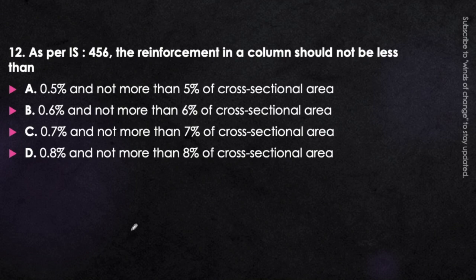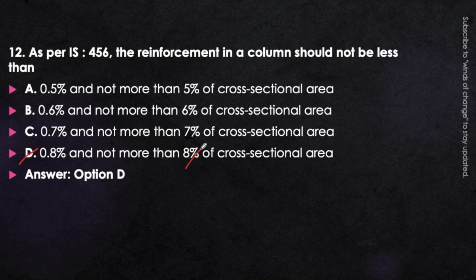Next question. As per IS 456, the reinforcement in a column should not be less than. It is also an easy question and a very important question. 0.5% and not more than 5% of the cross-sectional area, 0.6% and not more than 6% of the cross-sectional area, minimum value 0.7% and not more than 7% of cross-sectional area, and minimum value of 0.8% and not more than 8% of cross-sectional area. So which one will be the correct answer? Just think about it. It will be option D, that is minimum value has to be 0.8% and maximum value it has to be 8% of the cross-sectional area in case of the column.